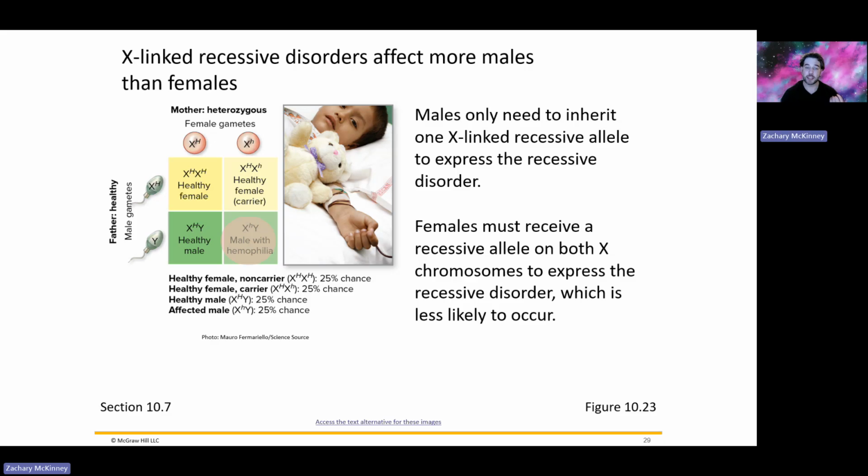However, he's only passing his Y to his sons. He's not giving his X to his sons. So it's up to the mother. Whatever allele the mother gives to her son, that's the one that's going to be expressed. So she'll have the chance to have one healthy male, but also a male with hemophilia.